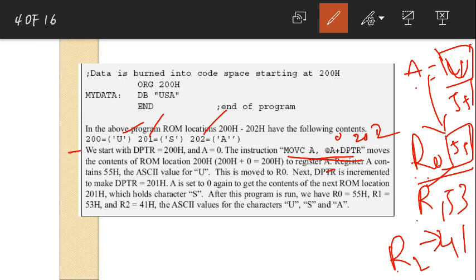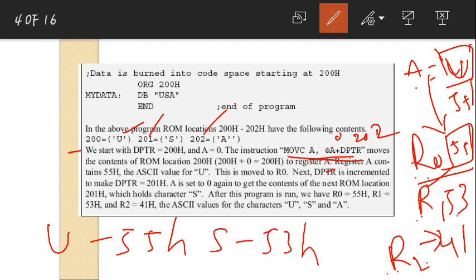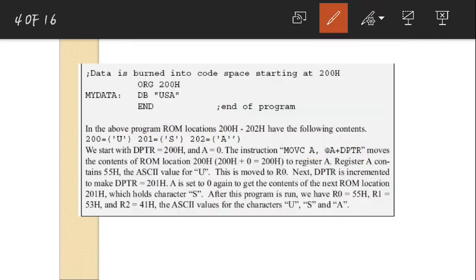So R0 has 55, R1 has 53, R2 has 41. You can also say R0 has U, R1 has S, R2 has A, USA. These are the hexadecimal values for ASCII characters. For U it is equal to 55H, for S it is equal to 53H, and for A it is equal to 41H. So the last line he has written is, after this program is run, we have R0 is equal to 55, R1 is equal to 53 and R2 is equal to 41, the ASCII values of the characters U, S and A.